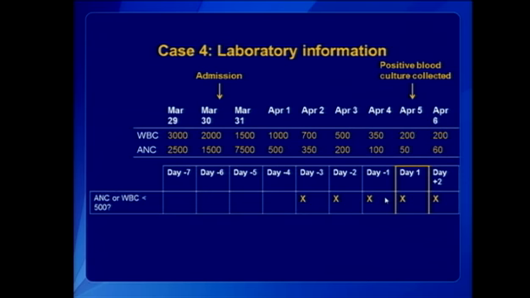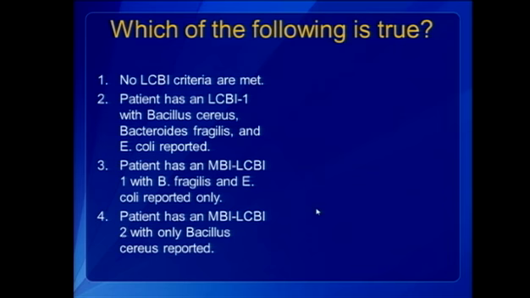Because this patient is a chemotherapy patient, perhaps they meet criteria for an MBI LCBI. So I plotted out the ANCs and WBCs for you here to use, and I identified that day 1, which is the positive blood culture collection date, April 5th, is here in the box. And you can see that this patient had several days where the ANC was less than 500, and a couple where the WBCs were also less than 500. So which of the following is true?